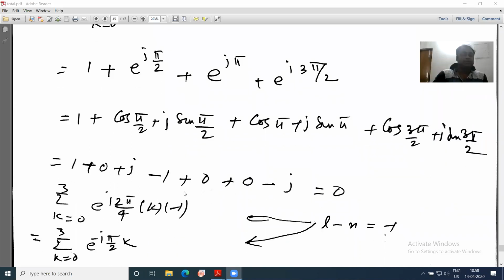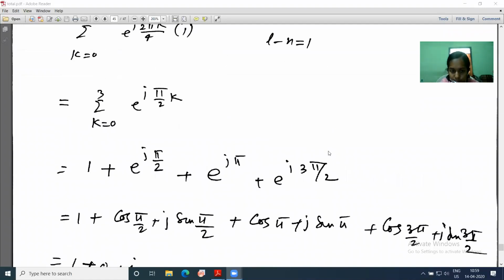Now if you substitute, 1, cos pi by 2 is 0, j sin pi by 2 is j, cos pi is minus 1, j sin pi is 0, cos 3 pi by 2 is 0. Cos of odd multiples of pi by 2 is always 0. And j sin 3 pi by 2 is minus j. If you look, plus j and minus j cancel, minus 1 plus 1 cancel, so this is equal to 0.